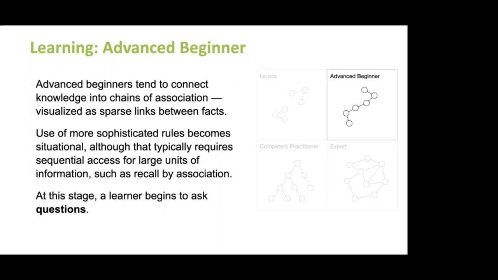As people become more advanced, they tend to make more associations. This can be visualized as, say, sparse links between the facts. The facts are becoming more connected. You get more sophisticated use of rules, more situational analysis, and typically more of a sequential analysis through information using techniques such as association. And this is where people start to begin to probe and ask questions.